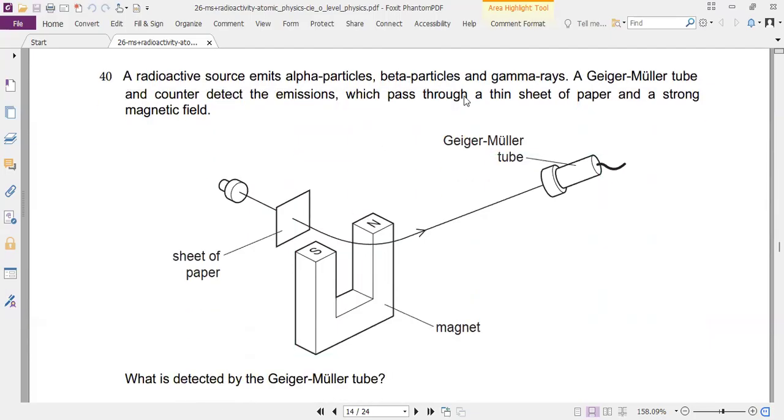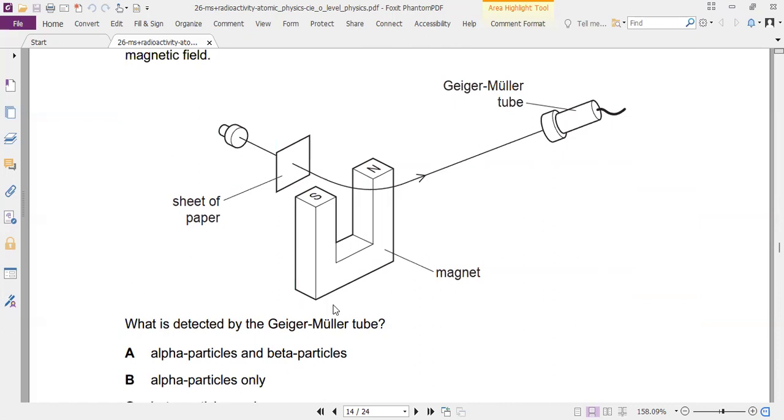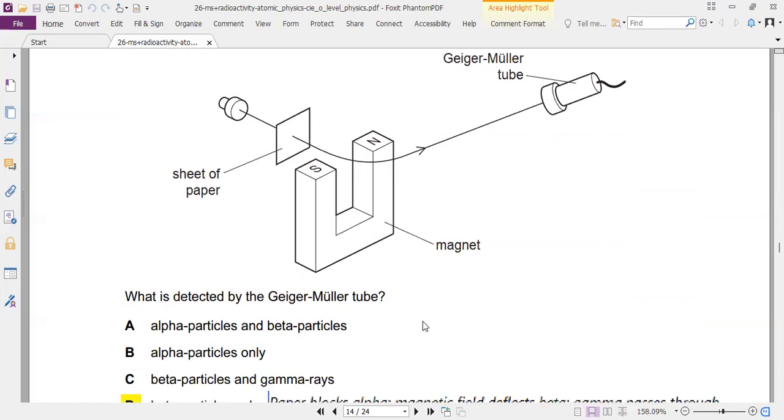The source emits alpha, beta, and gamma. A Geiger-Marsden and Hube counter detects the emissions, which pass through a thin sheet of paper and a strong magnetic field. So we have a sheet of paper from this source, and then we have a magnetic field. What is detected? Well, gamma, no need to go up, will go straight. Alpha will be stopped by the paper, so only beta.